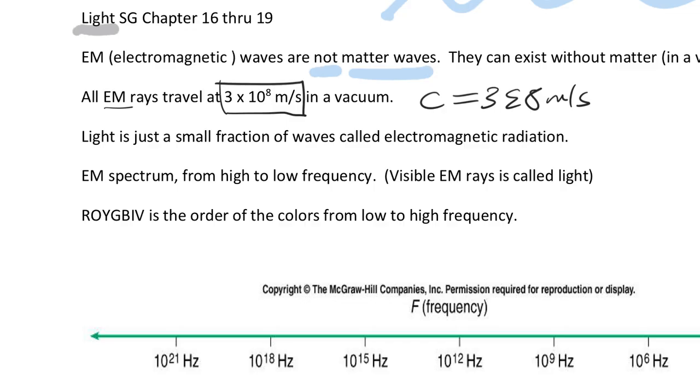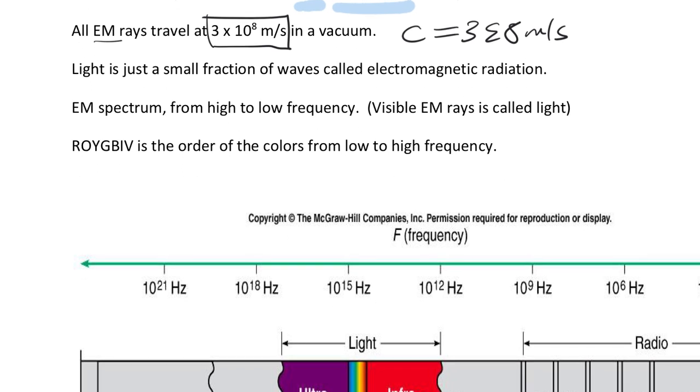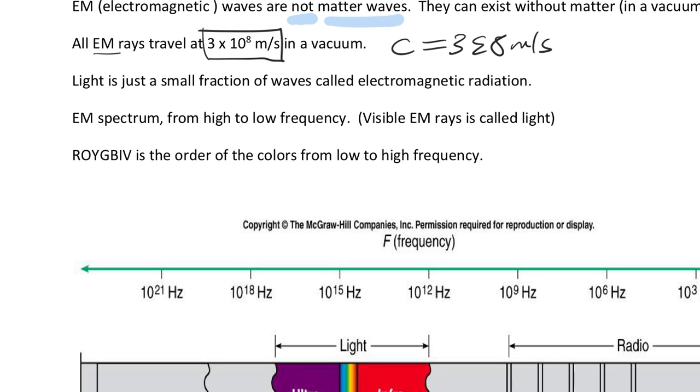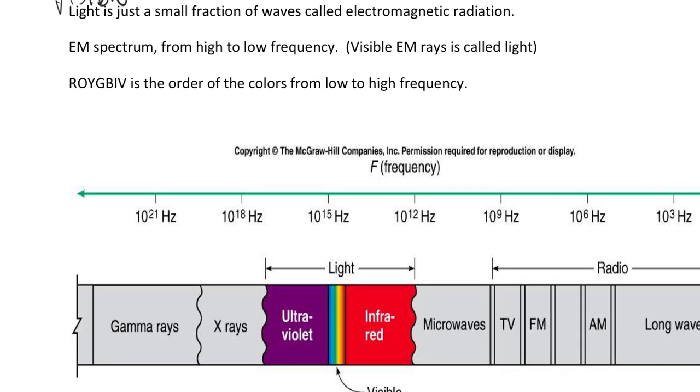Okay, now when I say light, I'm not just referring to the visible light that our eye can see. I'm talking about the whole range of different electromagnetic waves. And so visible light is just a tiny fraction of all the different kinds of electromagnetic rays that exist. So right here is what we call the EM spectrum, this picture here.